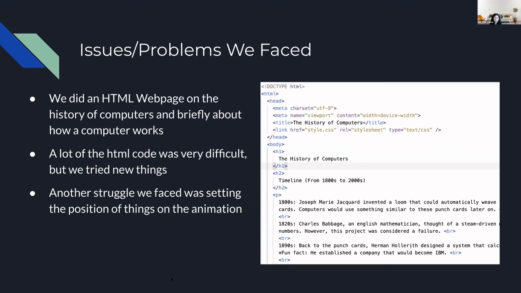One struggle we faced was making the HTML webpage on the history of computers and how computers work to comply with our animation. Since we only had the basics in HTML, it was kind of hard to continue with the webpage. However, we took on a challenge by writing HTML, adding images, and organizing paragraphs. Overall, it was really interesting to try something new and learn about the different code in HTML. Another struggle we faced was in the Python animation, setting the position of things by using t.goto. We had to try many times before we got the position of the object correct on the screen.